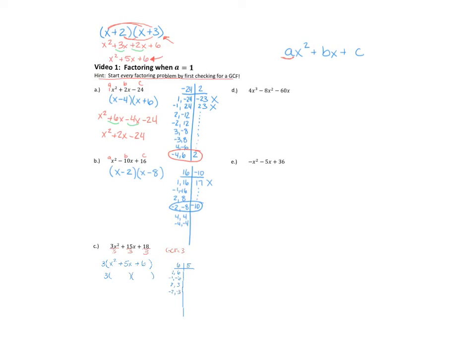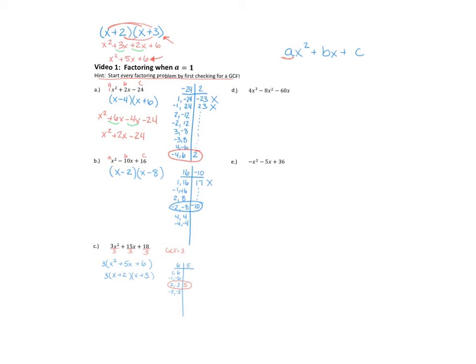So when I'm looking through my options, I can see that 2 plus 3 will add to give me a positive 5. So that's going to be what I use. So then I come back to my parentheses and I have x plus 2 and x plus 3. And here's my answer fully factored, GCF included.